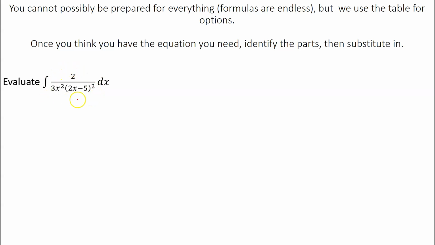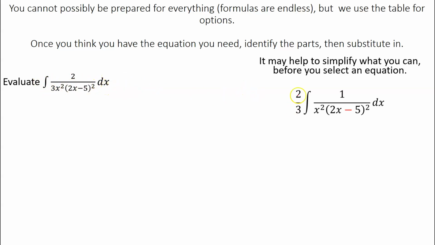I will give you the advice that if you can simplify before you start, you'll have an easier time picking out the correct integration rule. So I'm going to take the 2/3 and put it out in front. Okay, so then I can ignore that for now. What I'm looking at then is integrating where I have 1 over something squared and then twice whatever that something is, minus 5 quantity squared.